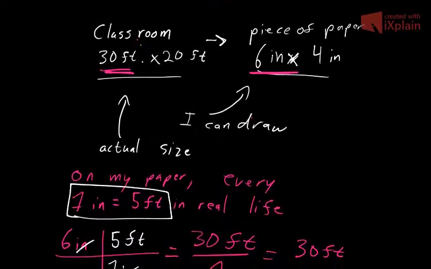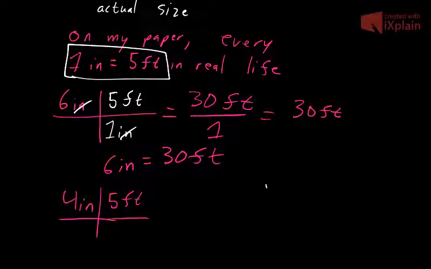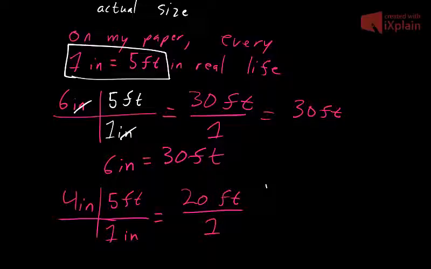And then we can check the other direction. So if I have 4 inches times 5 feet per inch, that's going to be equal to 20 feet over 1, because my inches are going to cancel, is 20 feet. So I end up finding that my classroom is 30 feet by 20 feet.